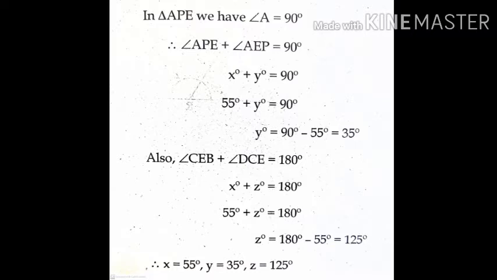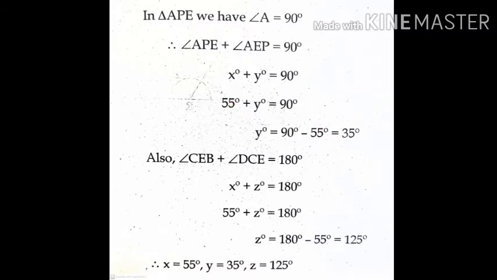Next step, in triangle APE, we have angle A is equal to 90 degrees. Therefore, angle APE plus angle AEP is equal to 90 degrees according to angle sum property. Next step, angle APE is equal to x degrees plus angle AEP value is y degrees, that is equal to 90 degrees. That implies x degrees is equal to 55 degrees plus y degrees is equal to 90 degrees. Y is equal to 90 degrees minus 55 degrees, that is equal to 35 degrees.